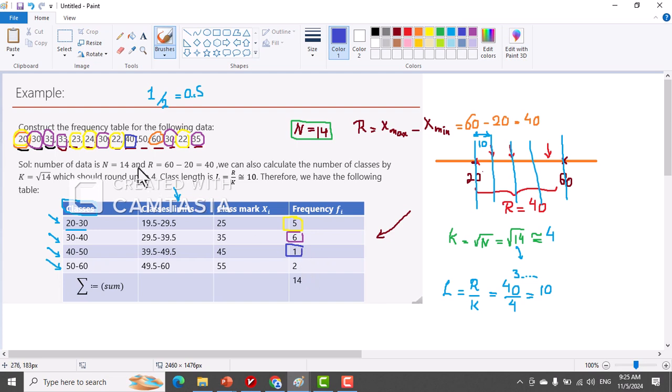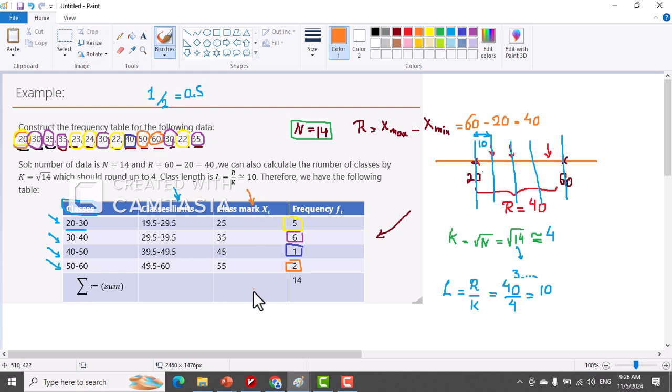And the remaining numbers, the numbers that remain over here, 50 and 60, these two numbers belong to the last class, and we have the frequency 2 over there.